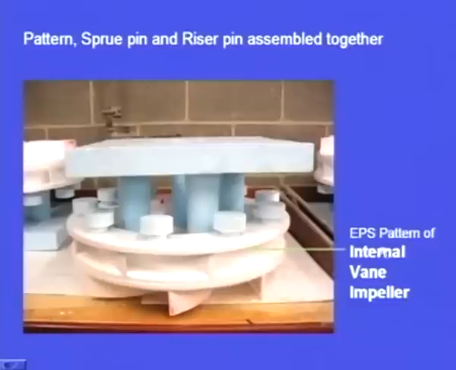Here we are seeing one practical example, and we are going to see the step by step procedure in making an internal vane impeller. So, this is the EPS pattern of the internal vane impeller. We can see here these are all the risers, and we can also see the sprue. This whole system is made up of EPS, that is the expanded polystyrene, and the pattern, the riser and the sprues are all joined together by wax.